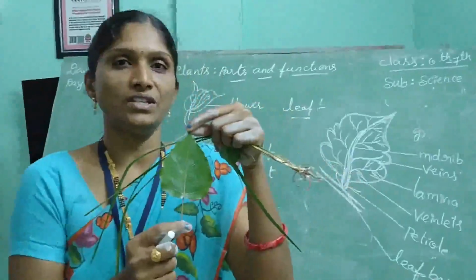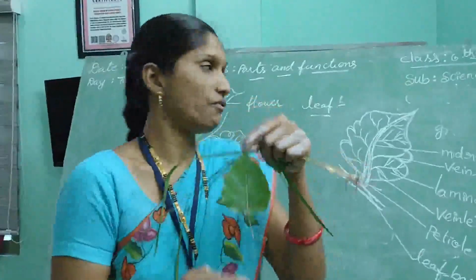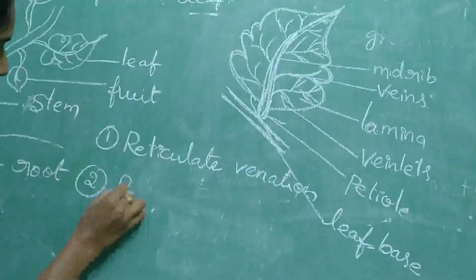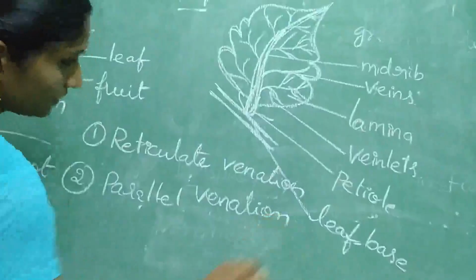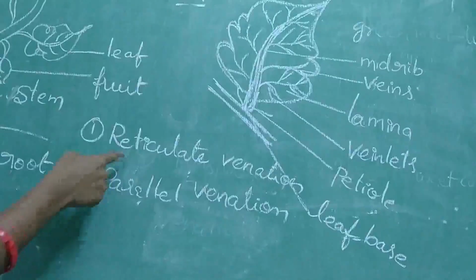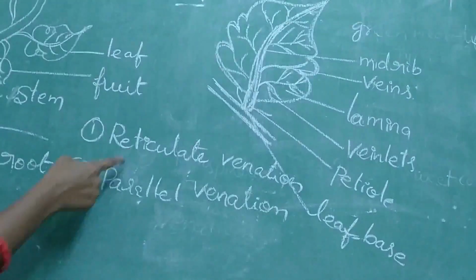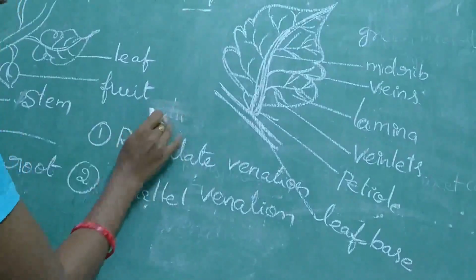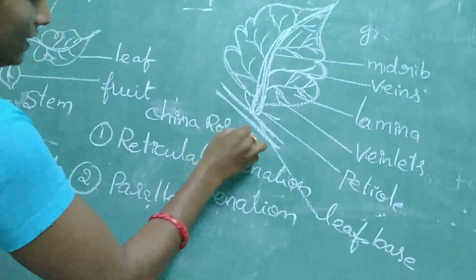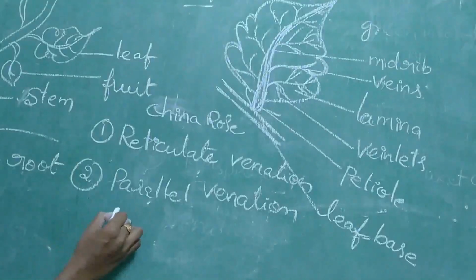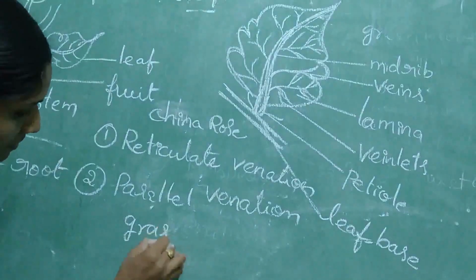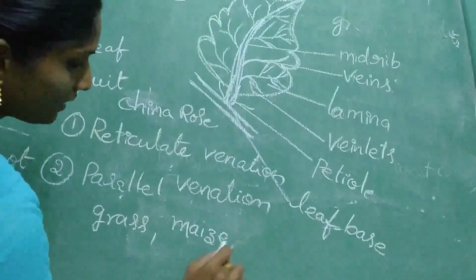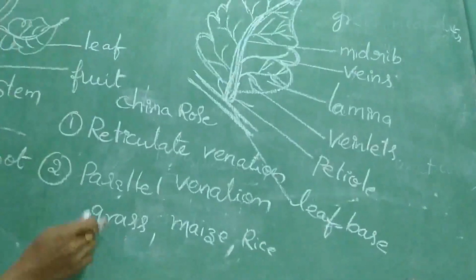The first type of venation is reticulate venation, and the second type is parallel venation. The best example of reticulate venation is China rose, and the best example of parallel venation is grass plants, such as maize or rice, which are all included in the grass plants.